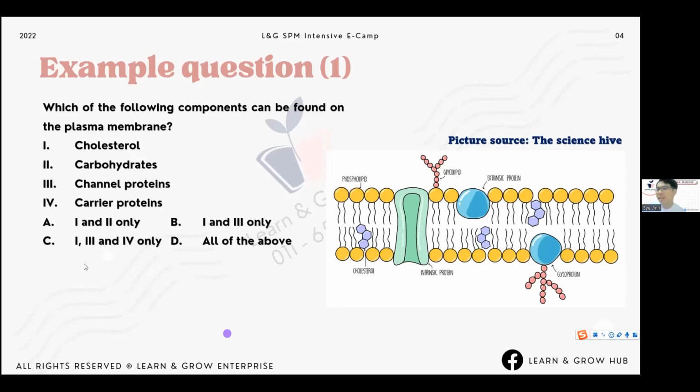Let me explain further. Normally when we talk about the components that can be found on the plasma membrane, the final answer is C. What is the reason? The answer is 2, 1, 3, and 4. Cholesterol, which we know from just now, provides stability or fluidity. Secondly, channel protein and carrier protein are for transport of substances.